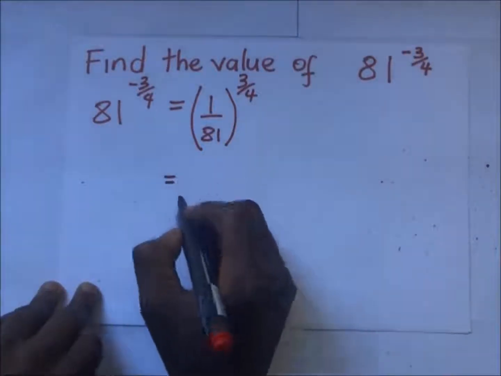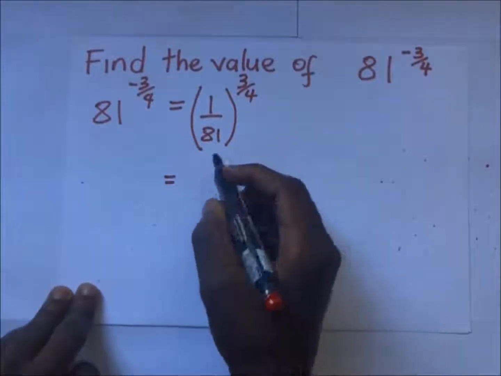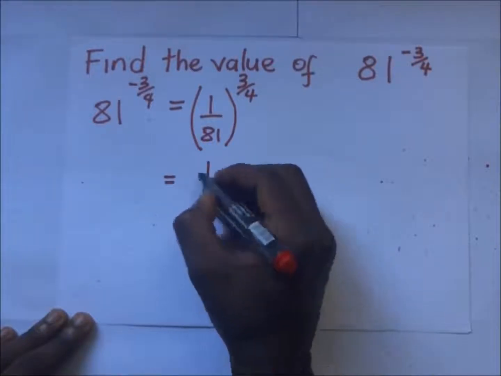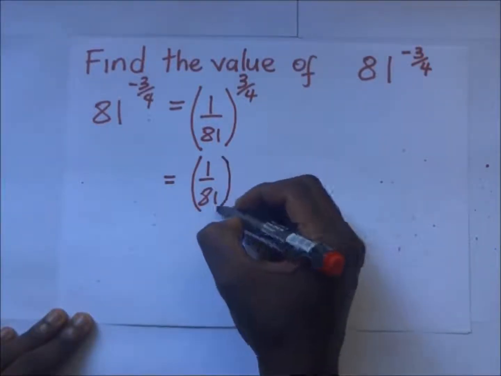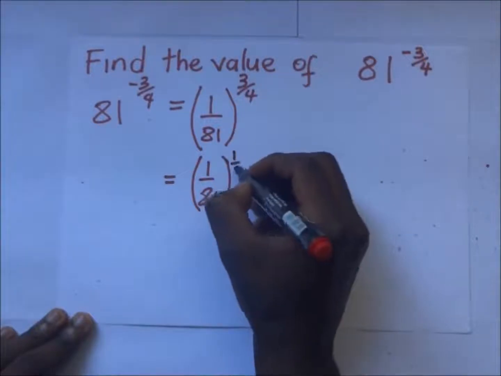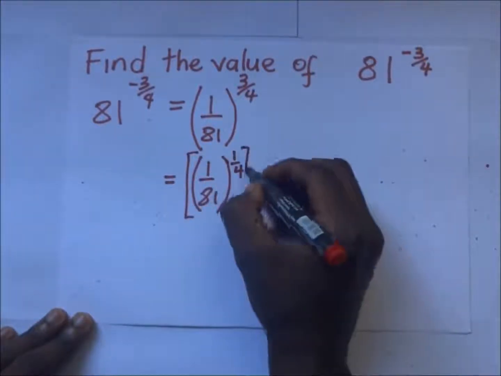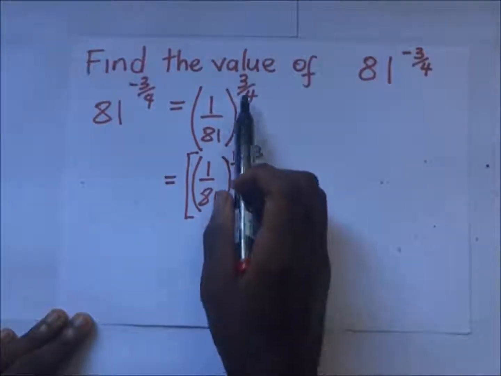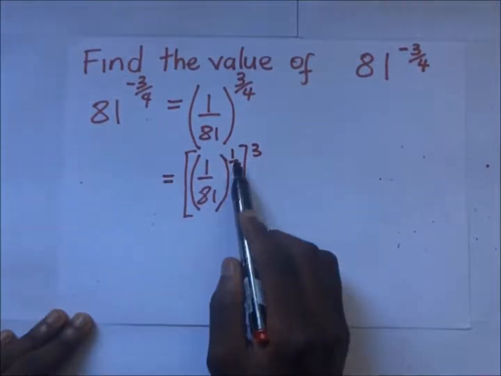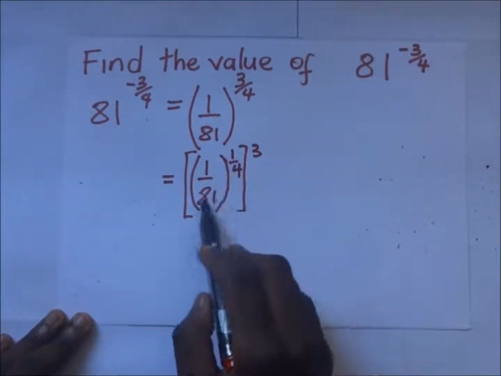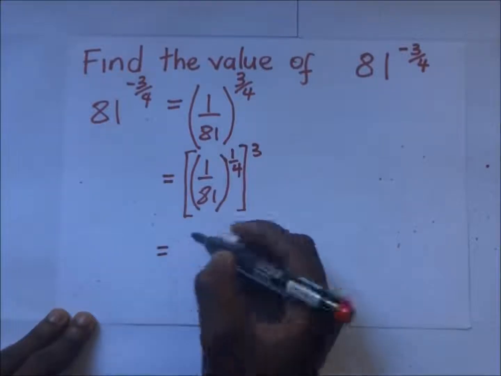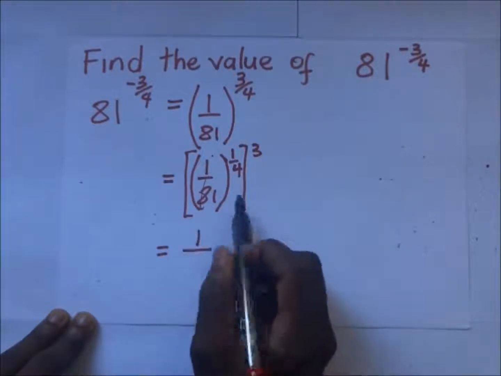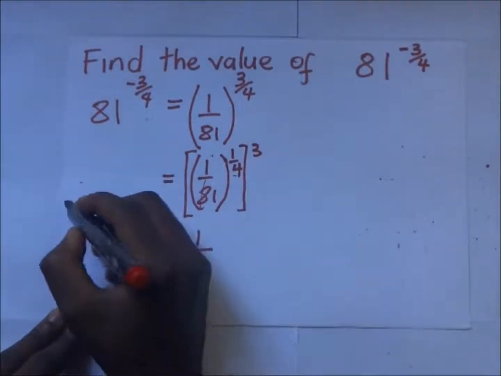So it follows that 3 over 4, just like I had explained at the beginning of this video, means 1 over 81 is going to be to the power a quarter, and all this is to the power 3. Because 3 times a quarter gives us 3 quarters. So now we're supposed to find the fourth root of 1 over 81. And of course, the fourth root of 1 is going to remain as 1, divided by the fourth root of 81.